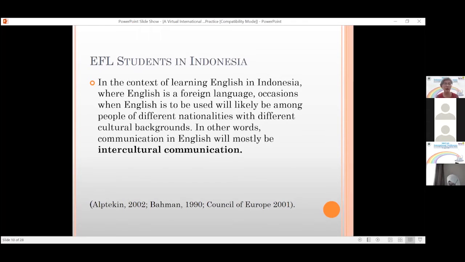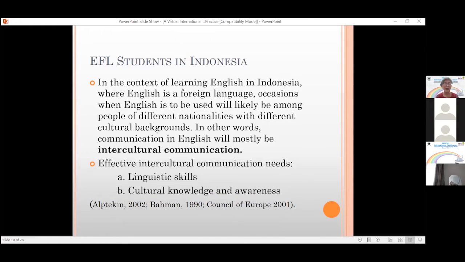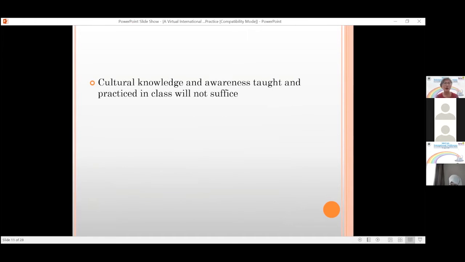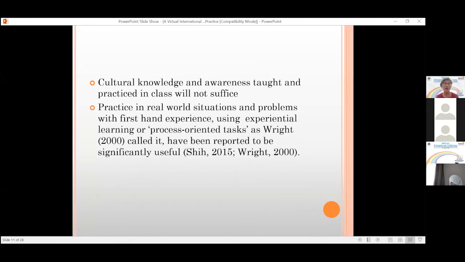And effective intercultural communication needs linguistic skills, that's the English language or whatever language actually, and cultural knowledge and awareness. Now, cultural knowledge and awareness taught and practiced in class, again, will not suffice. Practice in real world situations and problems with firsthand experience, using experiential learning or process-oriented tasks, as Wright 2000 called it, have been reported to be significantly useful.